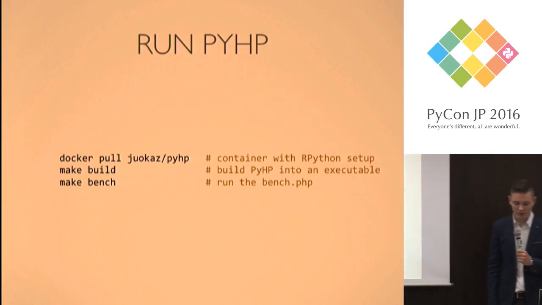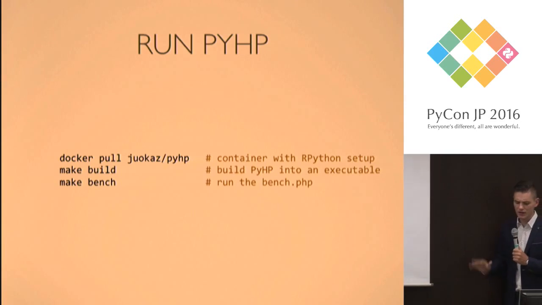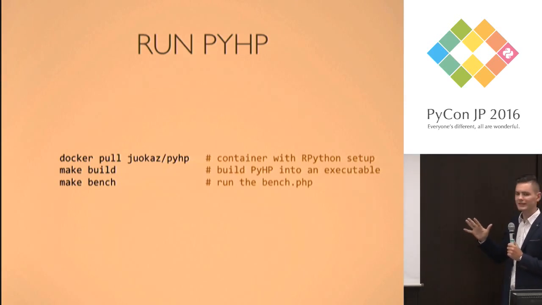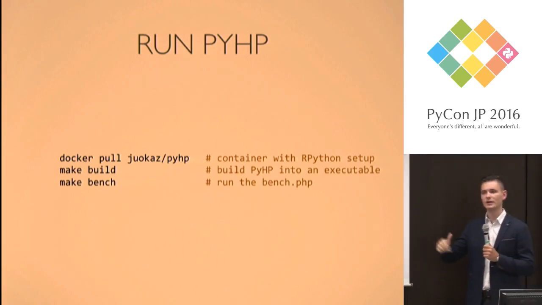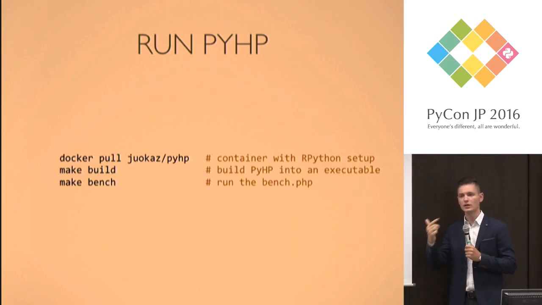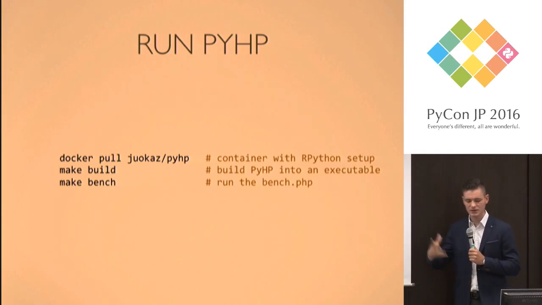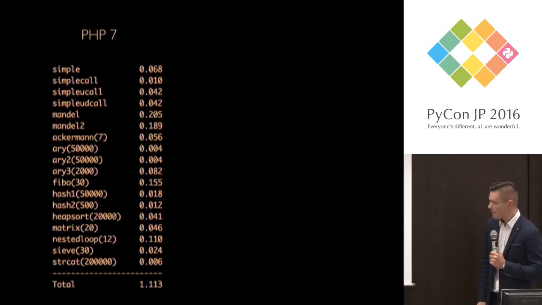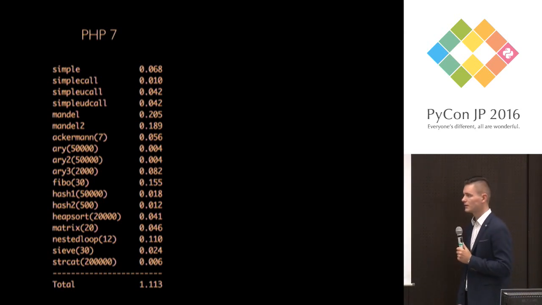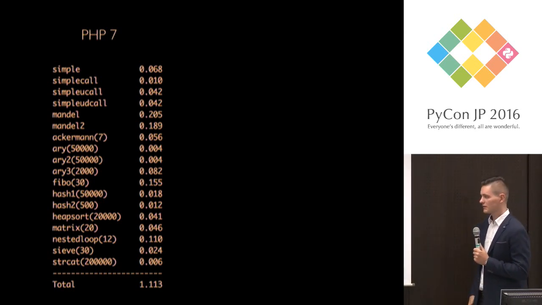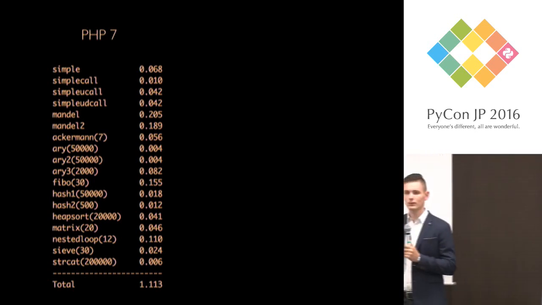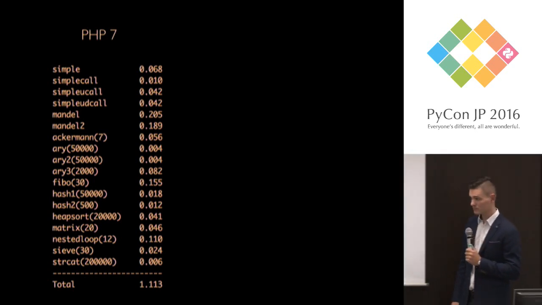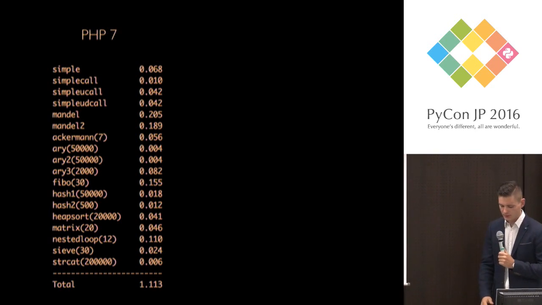PHP comes with a bench script, and it's roughly 15 language level benchmarks. So calling a function 1,000,000 times, calling a loop 1,000,000 times, all these different things. And it tests how quickly a language interpreter works. So PHP 7, which is the latest version of PHP, the output of it would look something like that. So it takes 1.1 seconds on my laptop, which is like a couple-year-old MacBook.